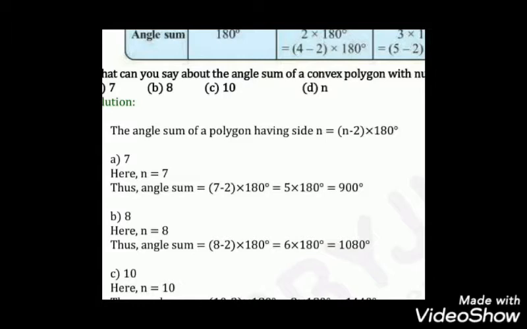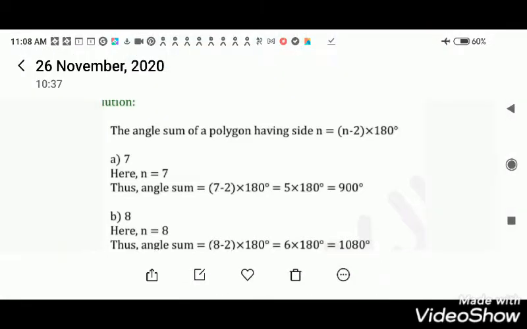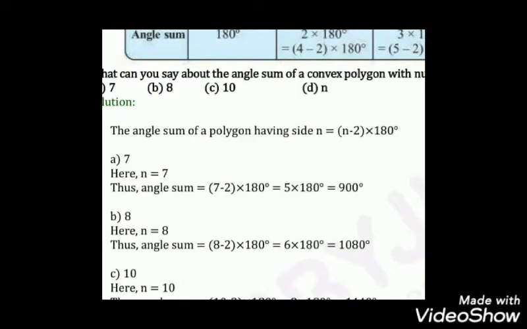Now let us look at the question there. What can you say about the angle sum of a convex polygon with number of sides 7? If it is number of sides 7, you use the formula n minus 2 into 180. In the place of n, what you should write? 7. 7 minus 2 into 180, that is 5 into 180, that is 900 degree.